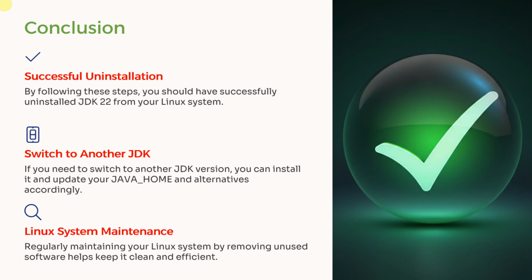So the conclusion is, by following these steps, you should have successfully uninstalled JDK 22 from your Linux system. If you need to switch to another JDK version, you can install it and update your JAVA_HOME and alternatives accordingly. Regularly maintaining your Linux system by removing unused software helps keep it clean and efficient.